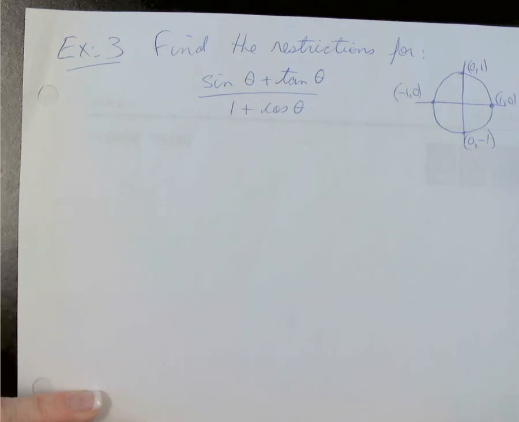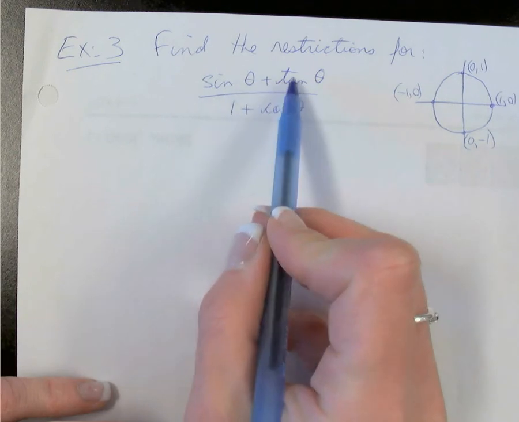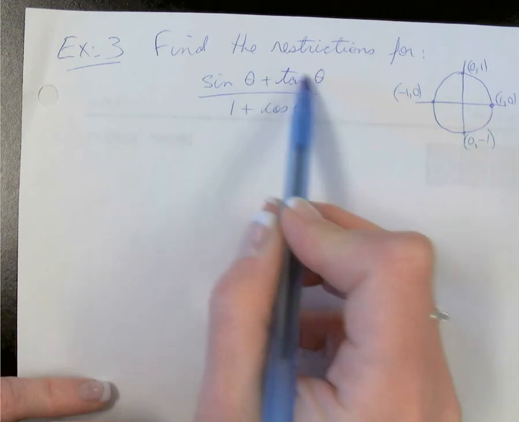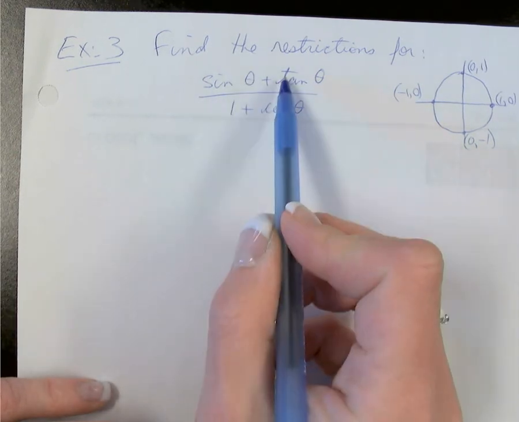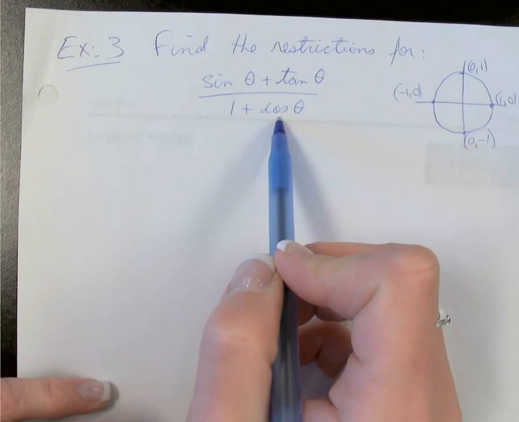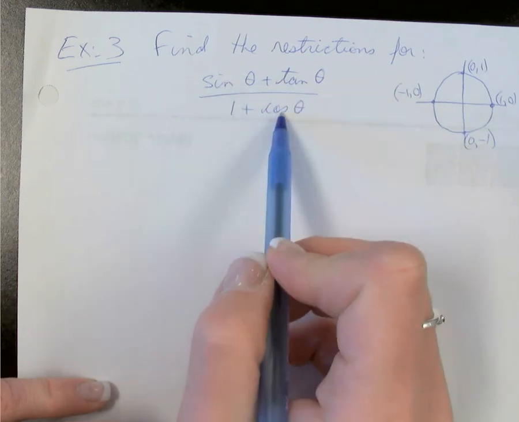Find the restriction for sine theta plus tan theta over 1 plus cos theta. When we're looking for restrictions on trig identities, we need to consider each individual trig function and the entire trig function as a whole as an expression. In other words, consider the denominator. Let's look at them individually first.